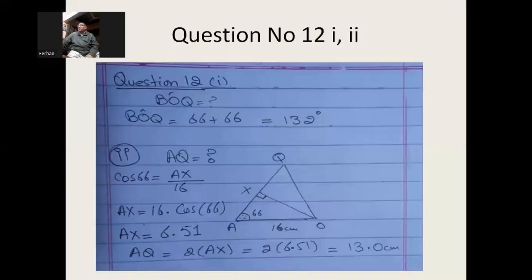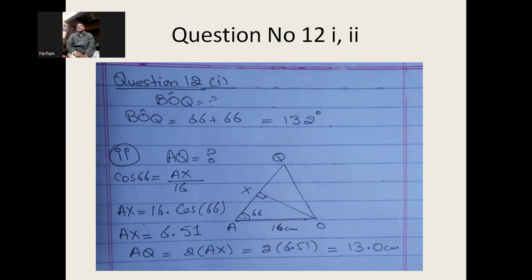So question number 1 is coming up on your screen. He says BOQ is question mark. The BOQ angle will be equal to 66 plus 66, and that will be 132. The external angle of a triangle is equal to the sum of the opposite internal angles of the triangle. So you will have 66 plus 66, that will be 132.